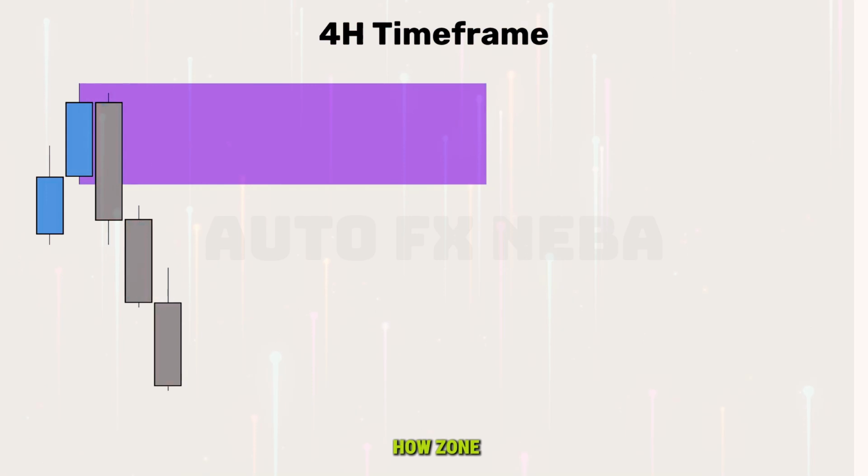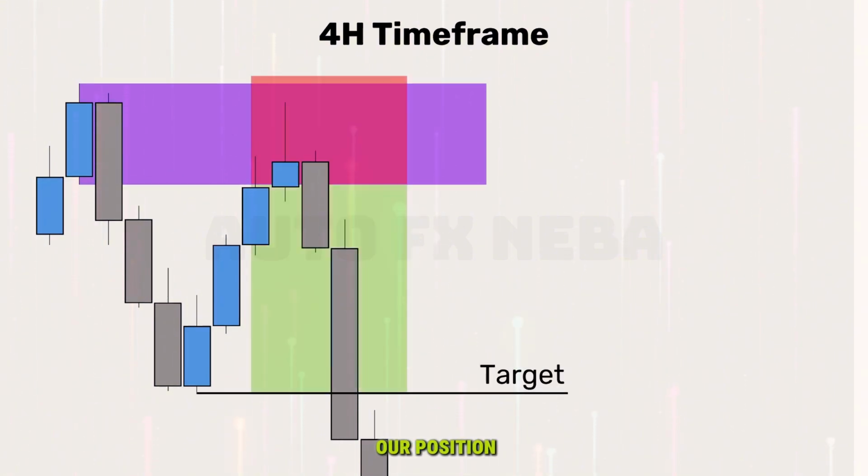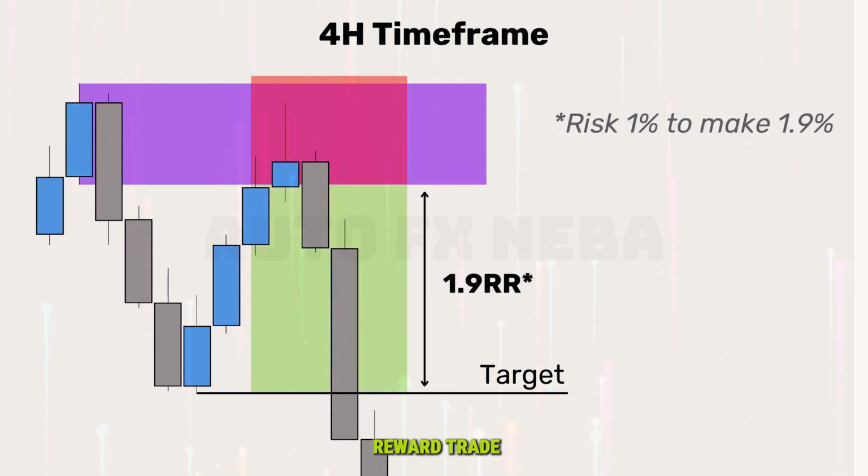All right, here's how zone refinement works. Let's say we begin on the 4-hour time frame and we are looking at a supply zone. We want to sell from this area when price returns. The price return might look like this. Our target, nice and simple, just the recent low, means our position may look like this. Now this is a 1.9 risk reward trade, which essentially means you will risk 1% to make 1.9%, you'd risk $1 to make $1.9, and so on.